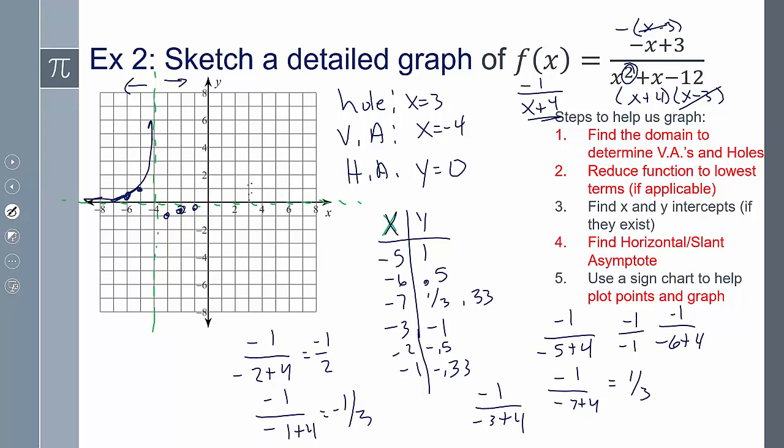And then again, hugging the asymptotes. I'm going to draw that a little smoother. Now at 3, there's a hole. We just can't forget it. So I just need to make sure I do an open circle there to signify the hole.